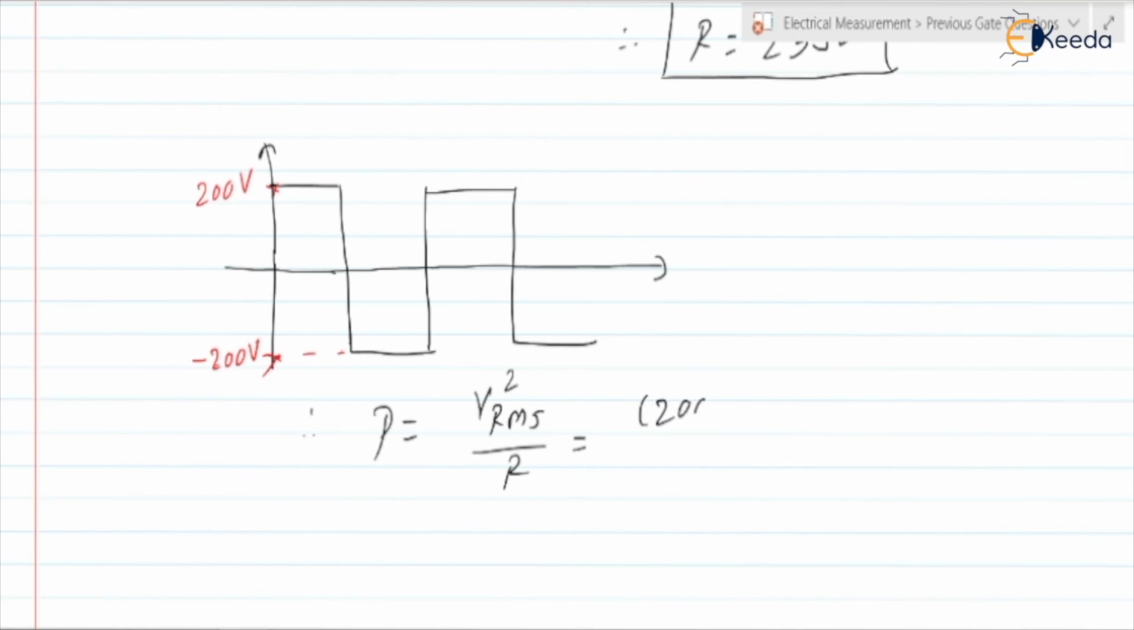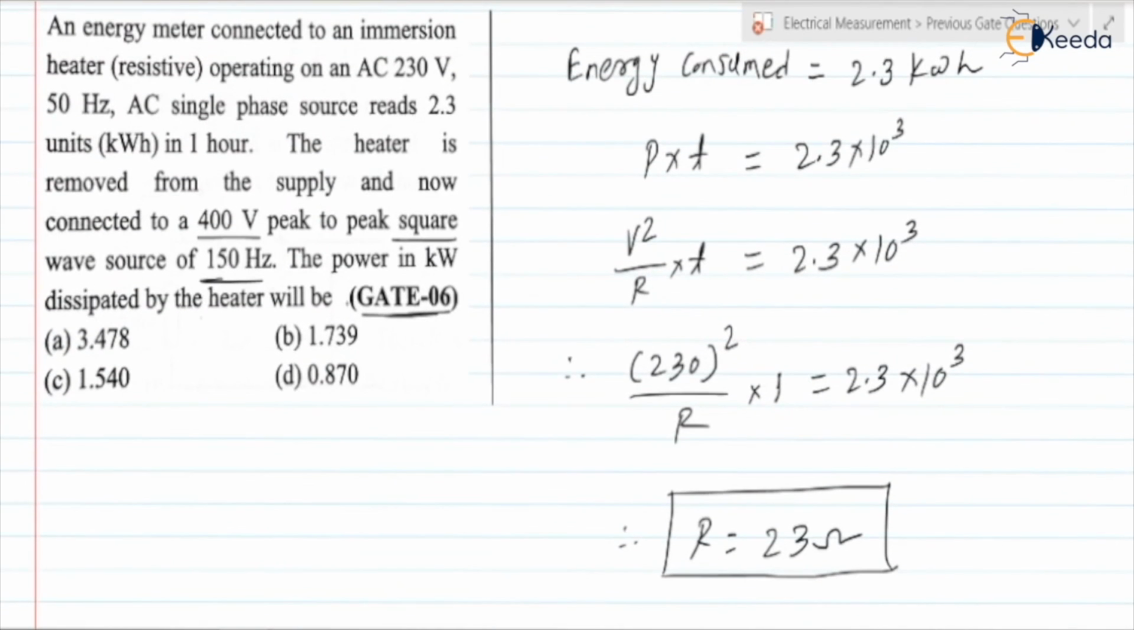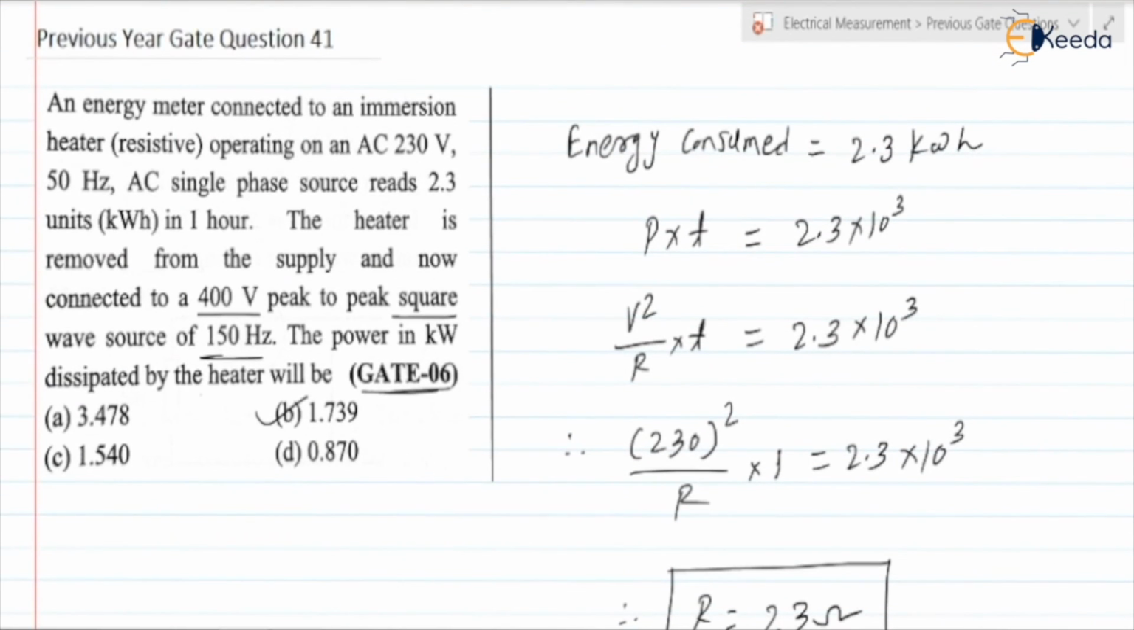So it is equal to 200 square divided by R, which is 23. If you check, it is equal to 1.739 kilowatt. Okay, 1.739 kilowatt, right? So if you check the options, the correct option is option B. So friends, this is about the previous year GATE question number 41. Thank you.